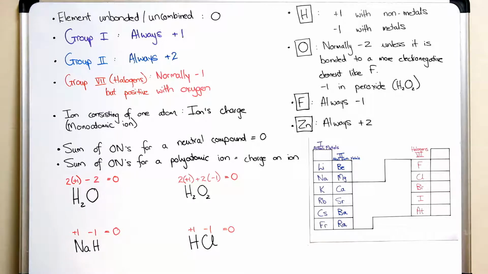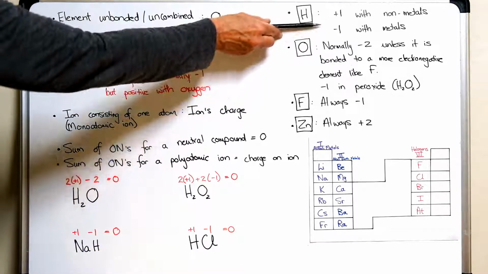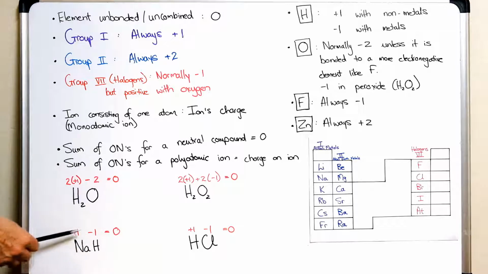We're going to look at sodium hydride. Sodium is in group 1, so it's always +1. And remember the rule, when hydrogen is bonded to a metal, hydrogen has an oxidation state of -1. It is that rule. This is a compound which gives you a total charge of 0, so the oxidation states must add up to 0.